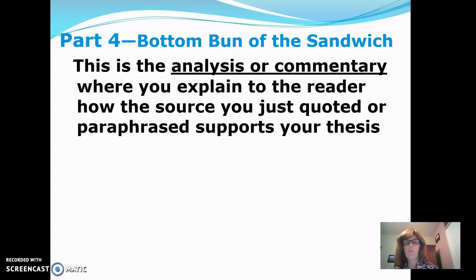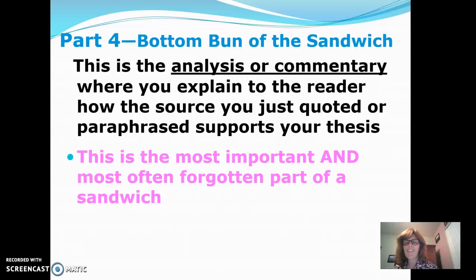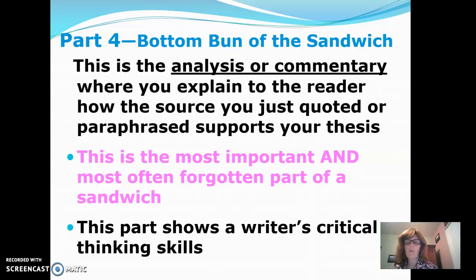Part 4 is the bottom bun of the sandwich. This is the analysis or commentary where you explain to the reader how the source you just quoted or paraphrased supports your thesis. This is the most important and often most forgotten part of a sandwich. This is where you show your critical thinking skills as a writer and where you tie the pieces together for the reader.